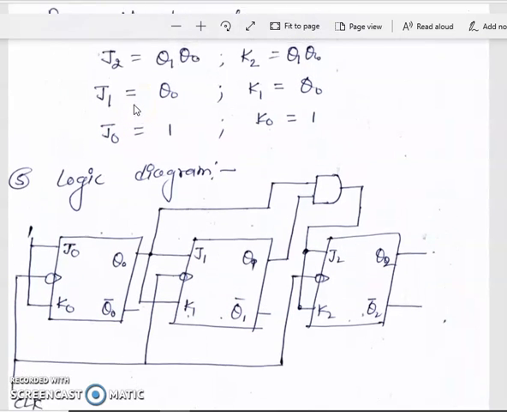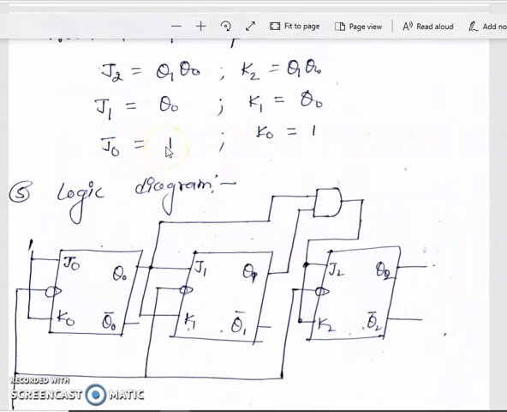See from the minimum expression the input of J and K, J0 and K0 are both 1, so 1 is fed to J0 and K0. Similarly J1 and K1 is Q0, so Q0 is here and connected to J1 and K1. And finally J2 and K2, J2 is Q0 and Q1 ANDed, means J2 comes from an AND gate whose input is Q0 and Q1, so this is connected to J2. Similarly K2 is also Q0 and Q1 ANDed, so this is also connected to K2.